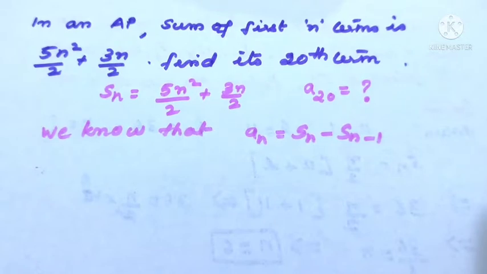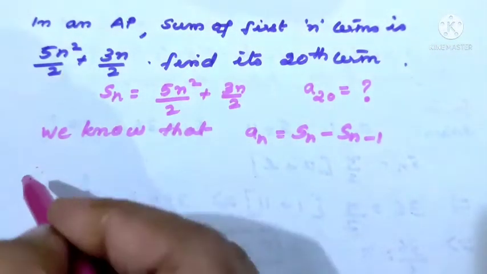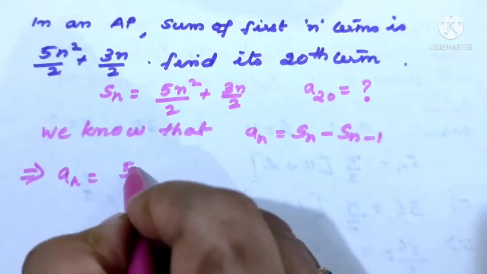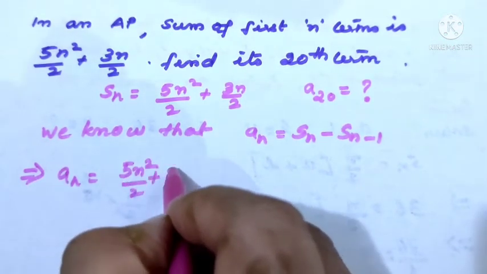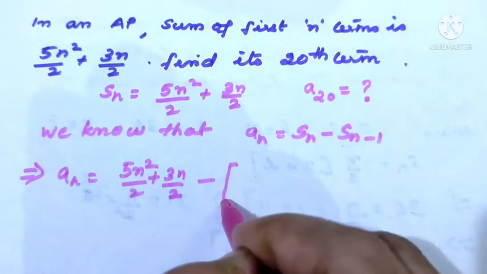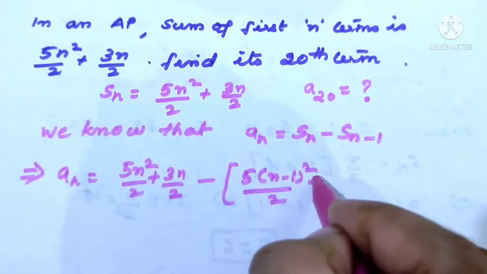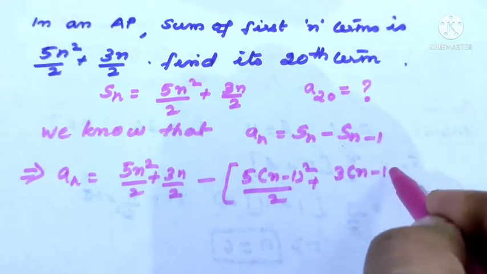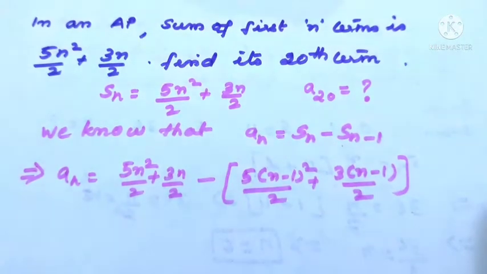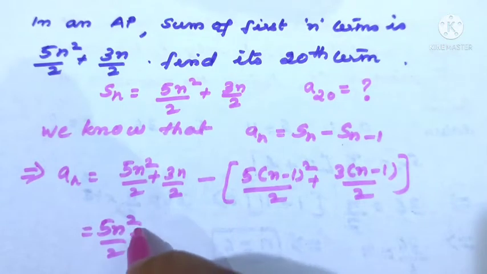Before that, one more step we can go for. An we can calculate. An means Sn, already given, 5n square by 2 plus 3n by 2, right? Minus Sn minus 1, that is 5 into n minus 1 whole square by 2 plus 3 into n minus 1 by 2. By using this formula we are calculating An, right? So the first term is 5n square by 2 plus 3n by 2, no change.